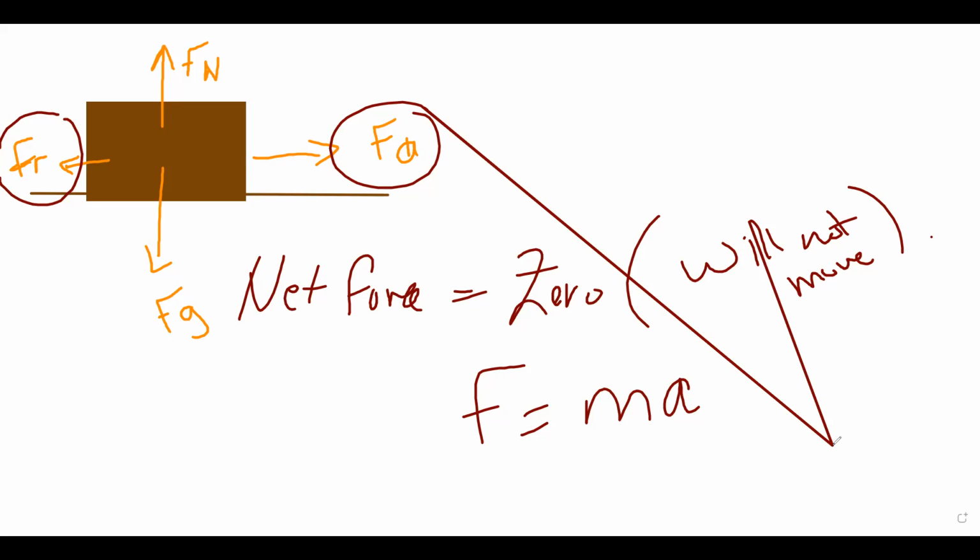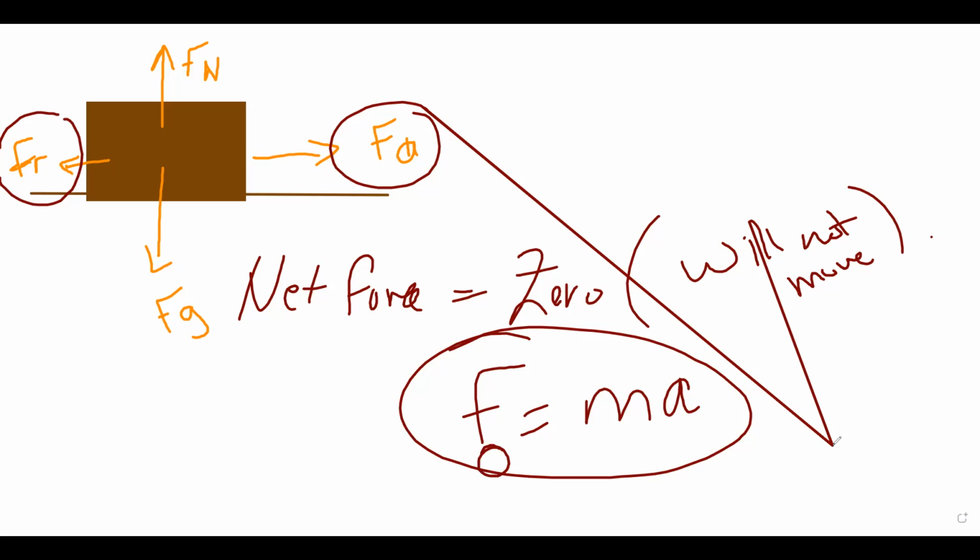As we know, from the right minus to the left. If the net force is 0, is there an acceleration? Look at this formula here: F is m times a. If the net force is 0, is there any acceleration? No. So when the net force is 0, when the friction equals the applied force, there's no acceleration. The object will not move. What about now?